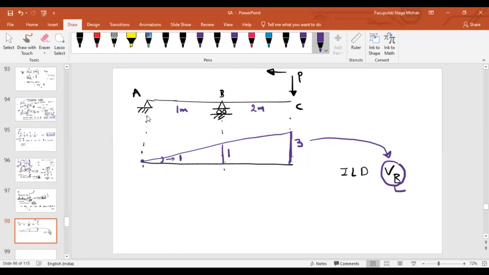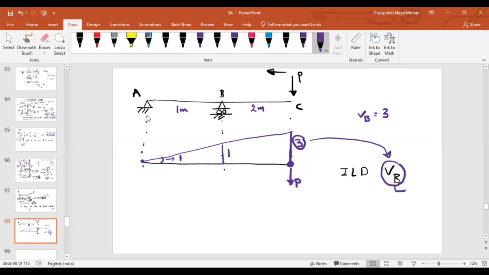Now I am telling, if my load is at point C, then we have to talk about this point. If my load is at this point, what is the reaction at B? You have to take the corresponding ordinate. What is the corresponding ordinate? 3. So the reaction at B is equal to 3.